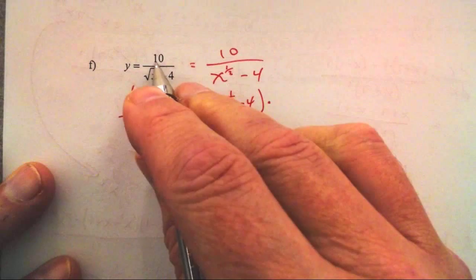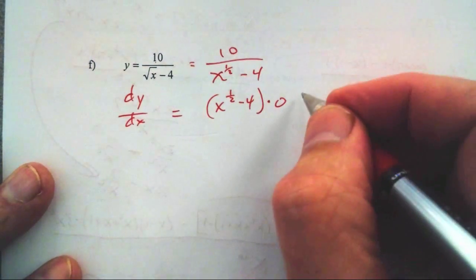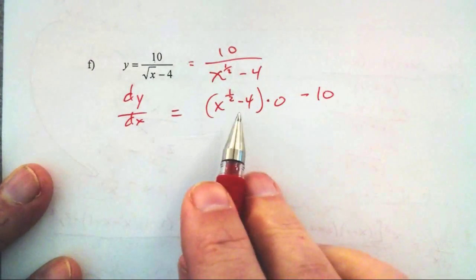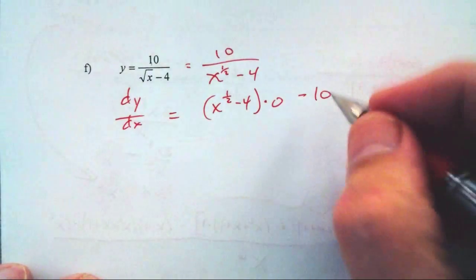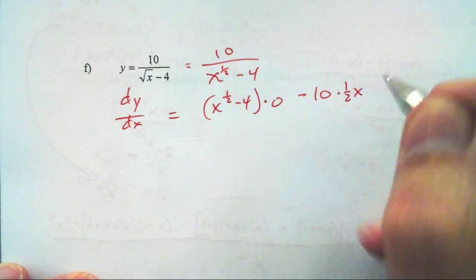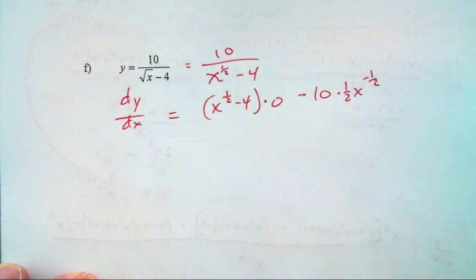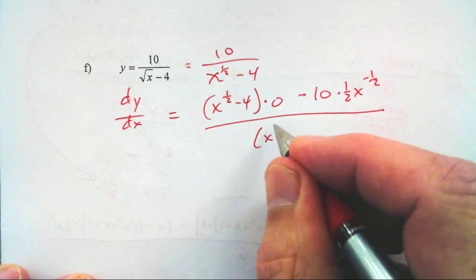D high, derivative of 10, 0. Insulting. They should even ask. Minus high, 10. D low, derivative of x to the 1/2. Same rule applies. Bring it down in front. Reduce it by 1. No big deal. Same rule applies. All on the square of the thing below.